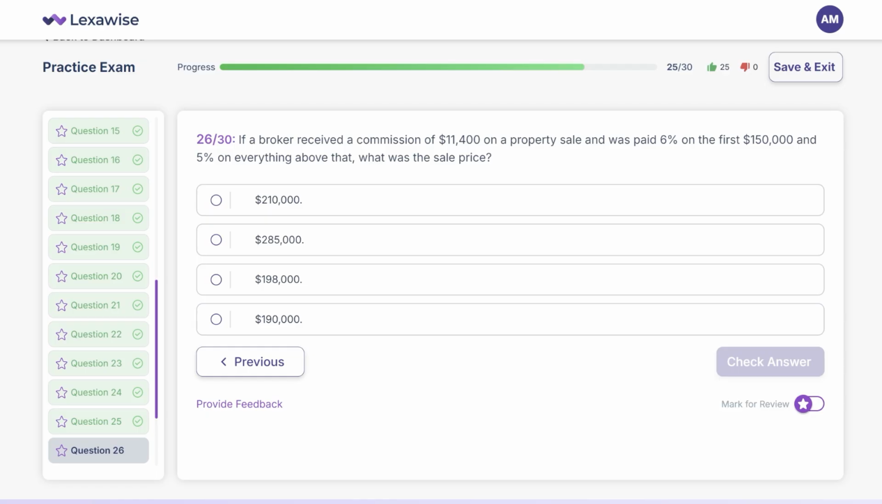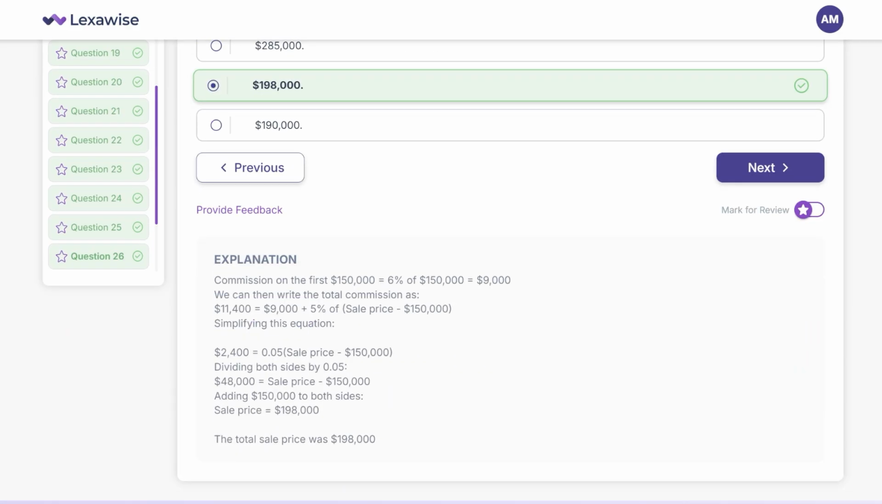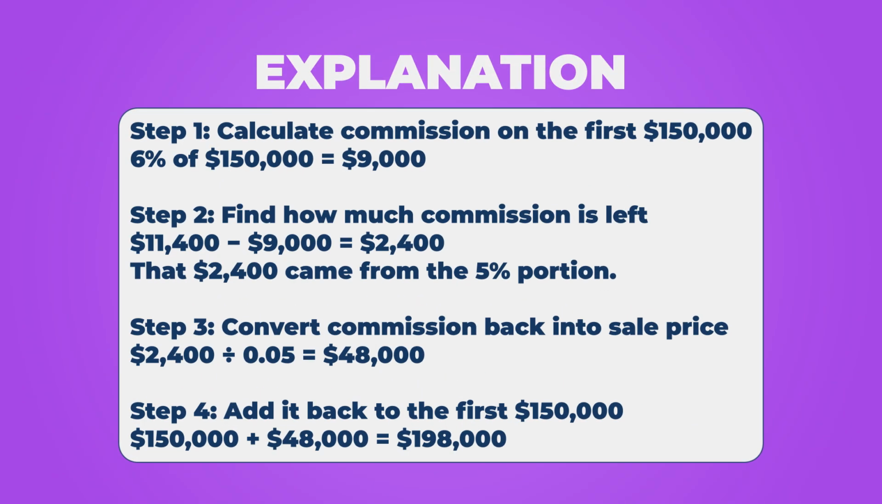The correct answer is C, $198,000. Let's simplify this into individual steps. The broker earned a total commission of $11,400. We're told the commission is 6% on the first $150,000 and 5% on anything above that.